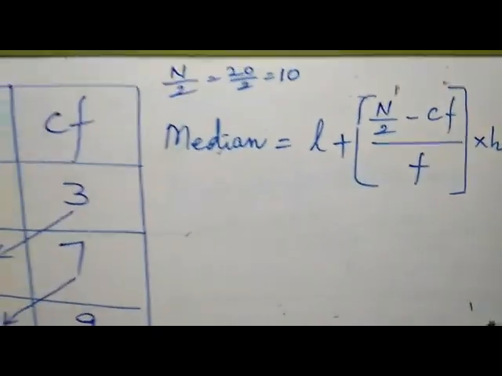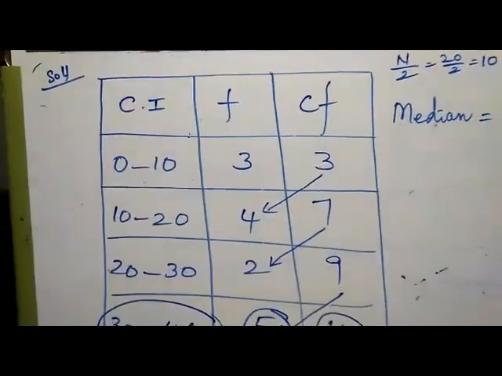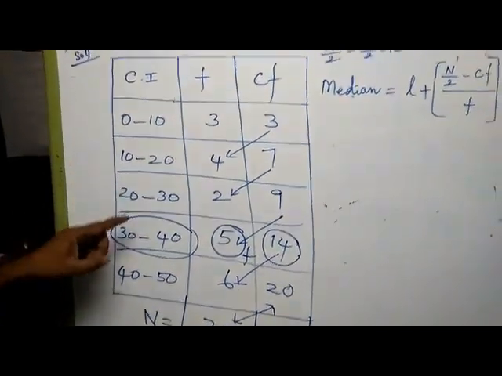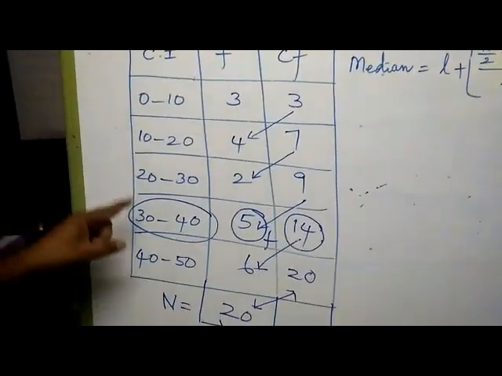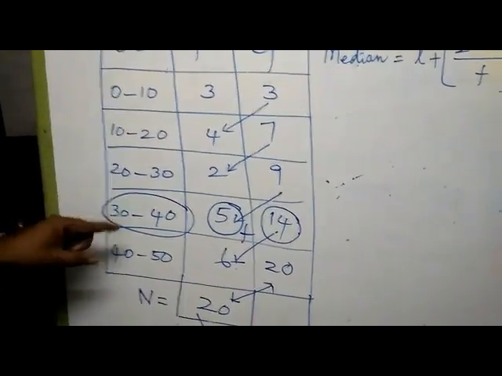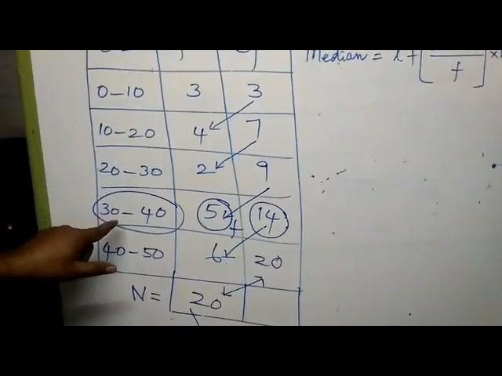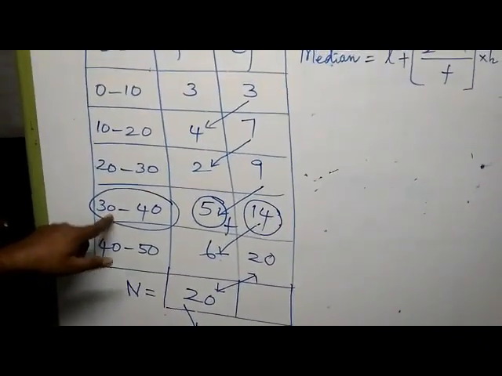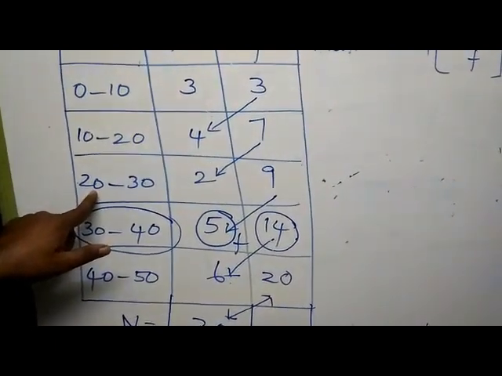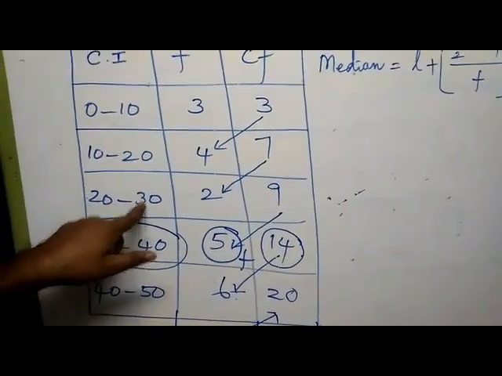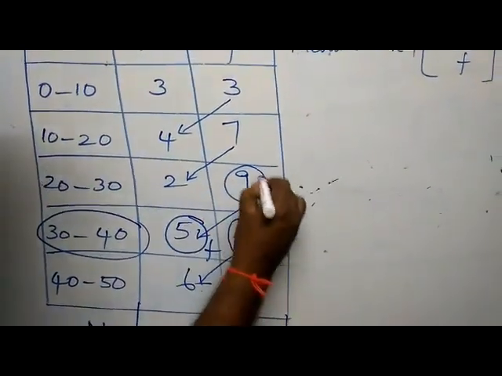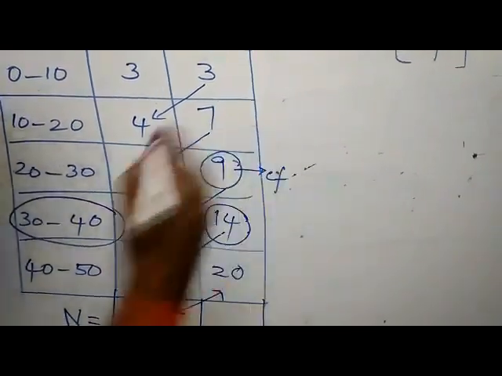Just listen. CF is the cumulative frequency of the class preceding the median class. Listen carefully. What is the median class? 30 to 40. The preceding class is 20 to 30. What is the CF for 20 to 30? 9. This is CF.